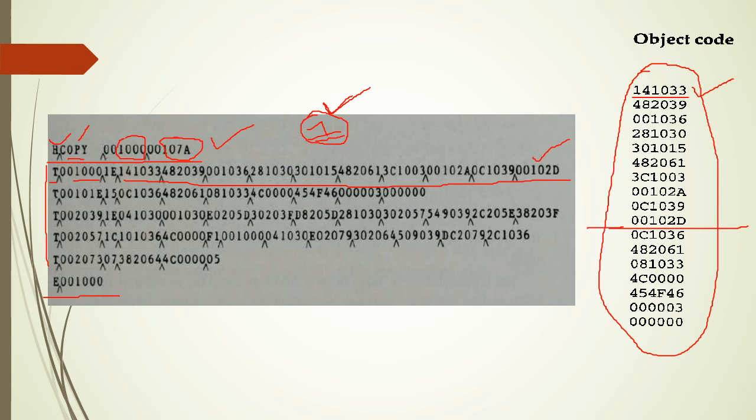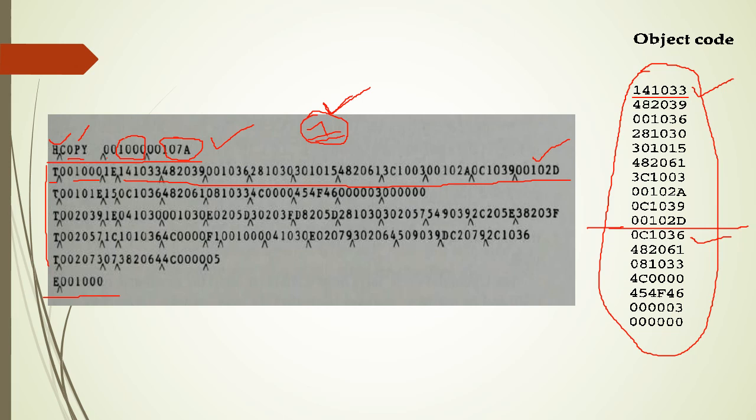So the next instruction is 0C1036. The instruction 0C1036 is present in the line number 60.